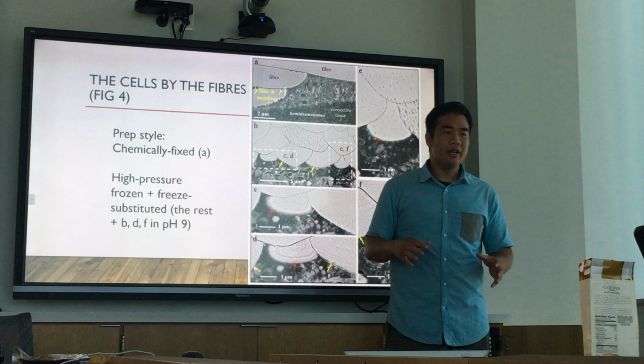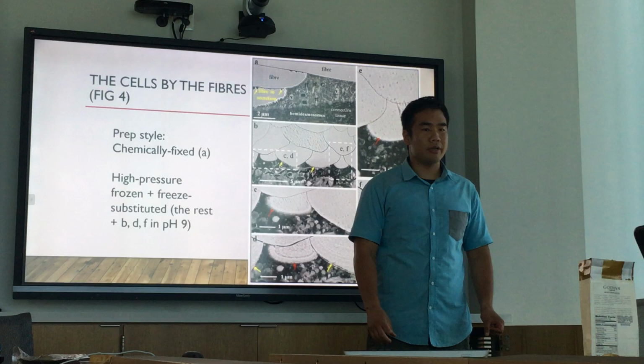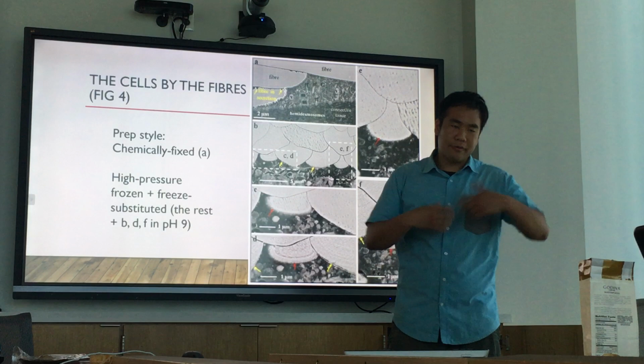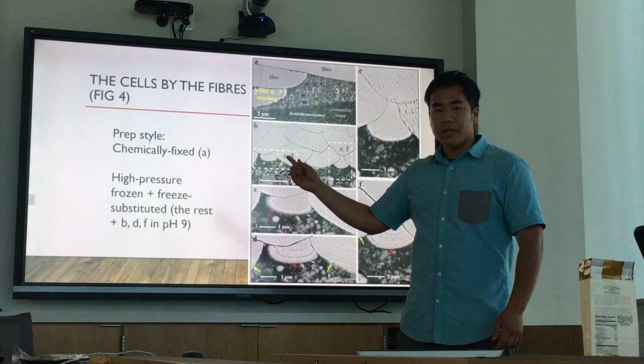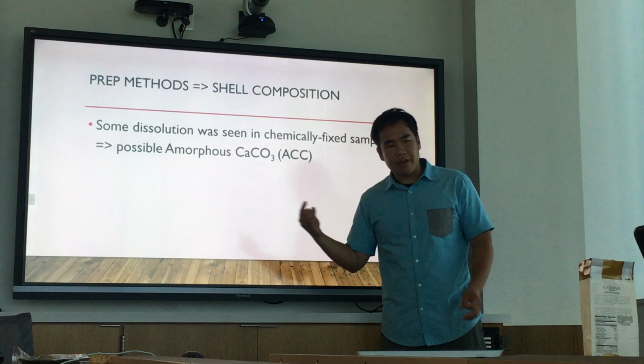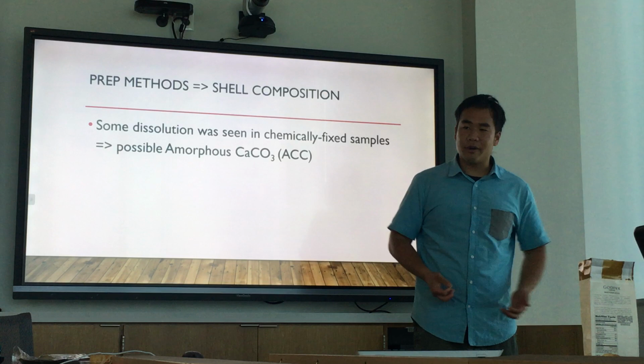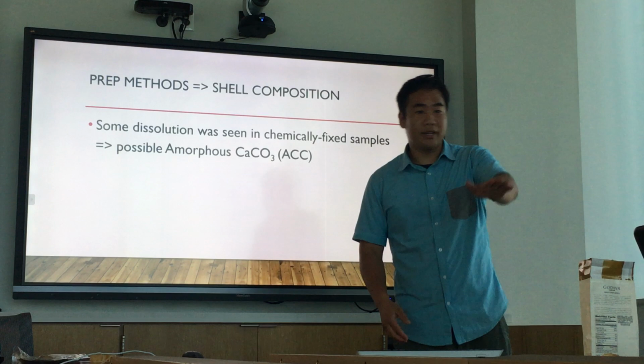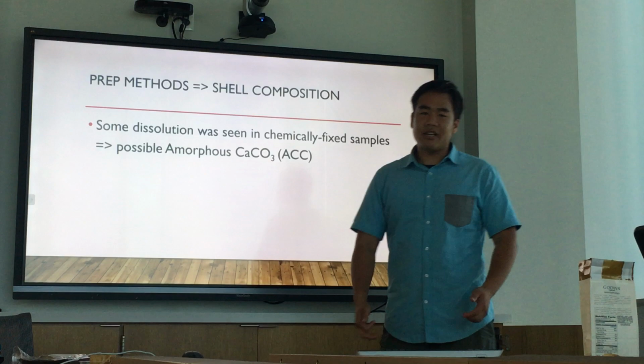Also, this one has an advantage over that one in that it prevents dissolution of the shell. Right. So because they used these two methods to treat them, they were able to make a few inferences about the shell composition. First, with the chemically fixed sample, they were actually able to dissolve parts of the shell. So since they were able to dissolve parts of the shell, they hypothesized it's possibly something called amorphous calcium carbonate, which is, I'm guessing, a weaker form of calcium carbonate that dissolves using those chemicals. I'll explain in a second why I think it's the weaker form. But then they did secondary tests to determine whether that was true or not.